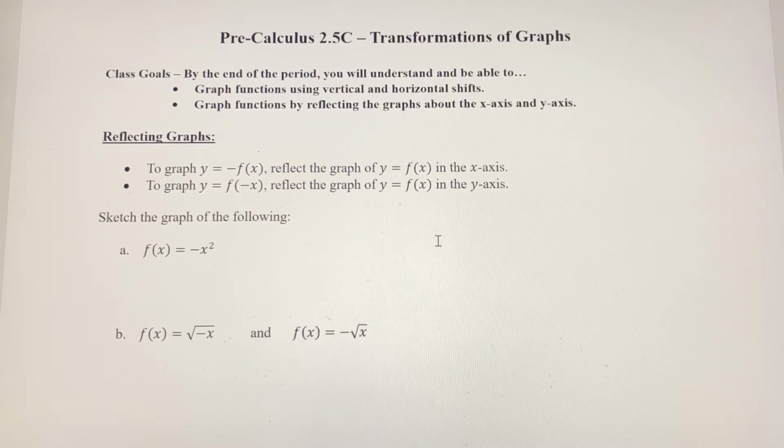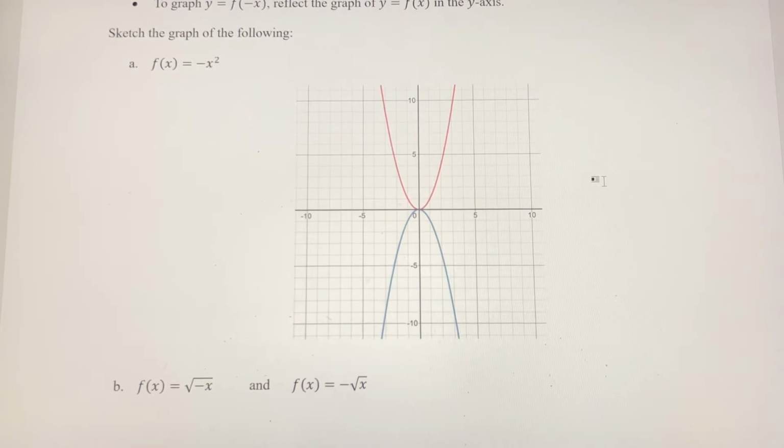When we're transforming these graphs, when you see a negative f of x, we're reflecting in the x-axis. When you see f of negative x, we're reflecting in the y-axis. Now, this first function, our basic function would be f of x equals x squared, and we're putting a negative sign in front of that x squared. So we're going to reflect that in the x-axis.